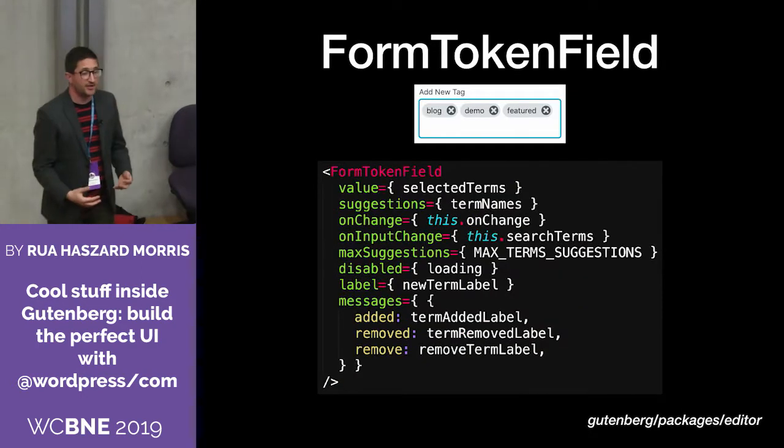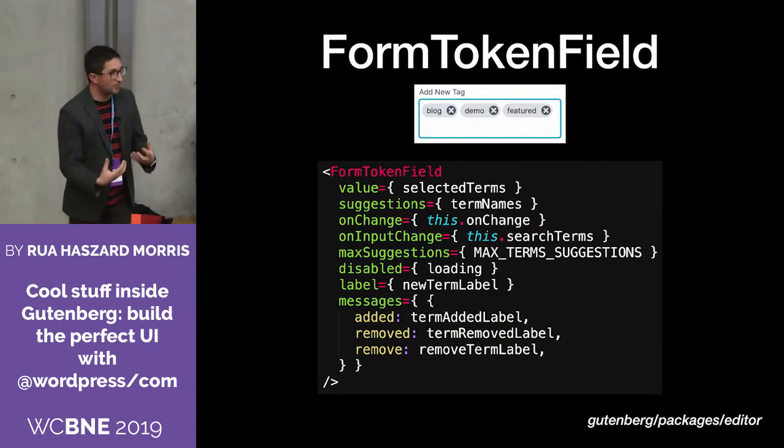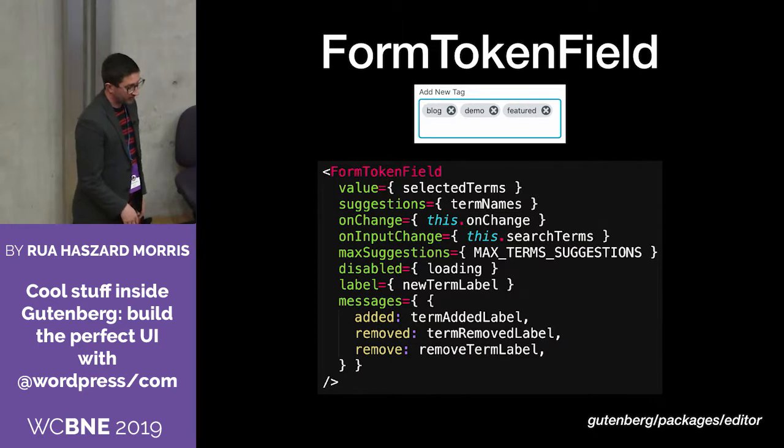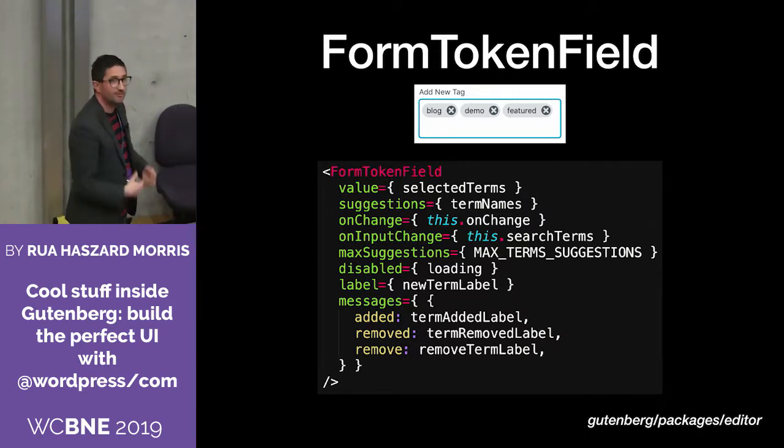Here's a more interesting component. This one gives you a lot more out of the box. This is the form token field, and this is what would be used in a post for selecting tags. But maybe with sites you're building, you can think of other things you might want to use this for. It gives you all that behavior of adding new tags, killing tags, all out of the box in this nice, clean little bit of markup.